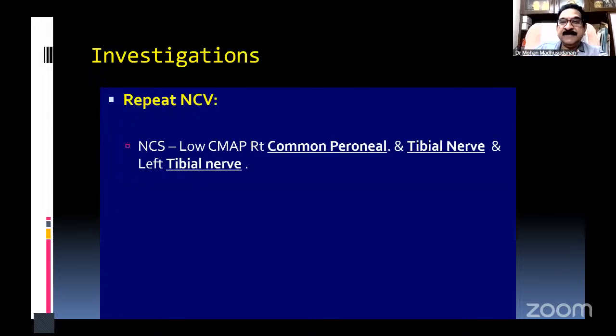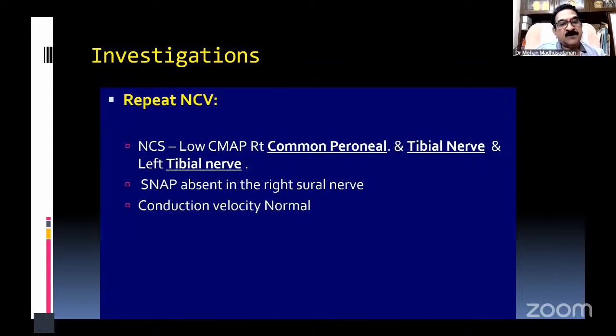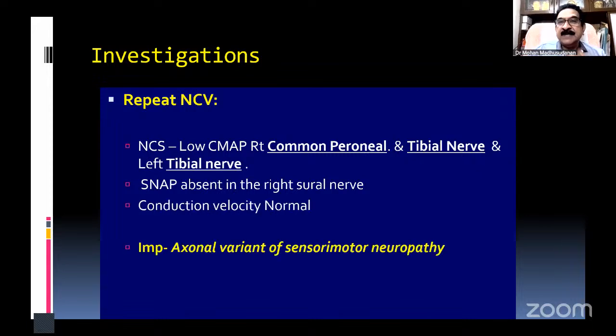Nerve conduction was repeated. Now, in addition to the previous findings, there is low CMAP amplitude from the right common peroneal nerve and tibial nerve, and the left tibial nerve also has decreased CMAP amplitude. The SNAP was absent in the right sural nerve. Conduction velocity remained normal. So again, now we change the diagnosis. Instead of a motor variant, we consider an axonal variant of sensory motor neuropathy.